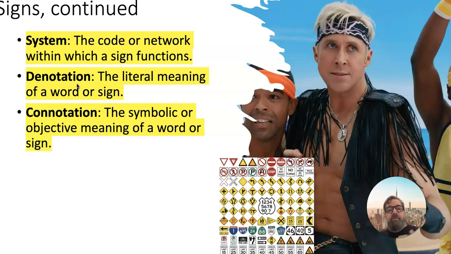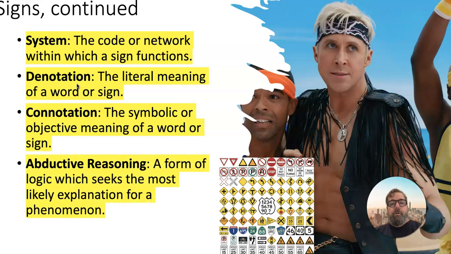Connotation, then, is the symbolic meaning of a word. So Ken is more than just a hunk of plastic in the Barbie movie. He comes to represent symbolically the idea of so-called toxic masculinity, just like a stop sign is a piece of metal with painting on it and letters, meaningless in and of itself without the symbolic attachment or the connotated meaning, which again is very important.